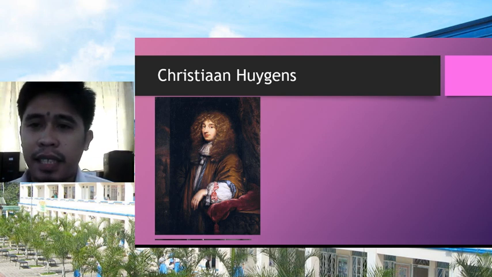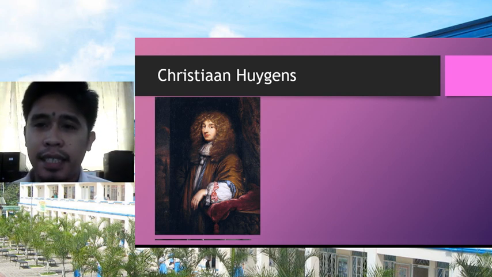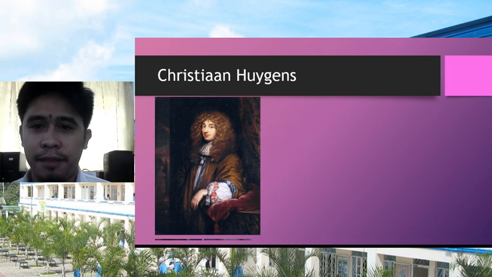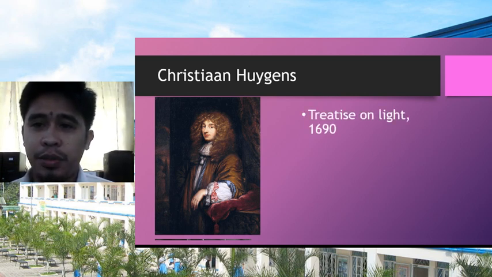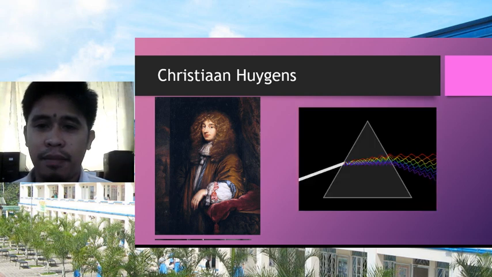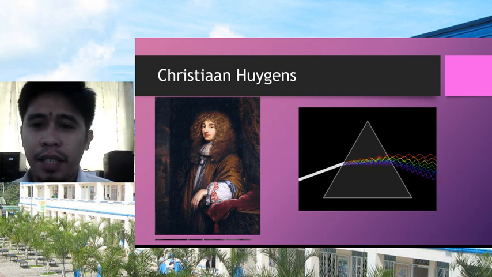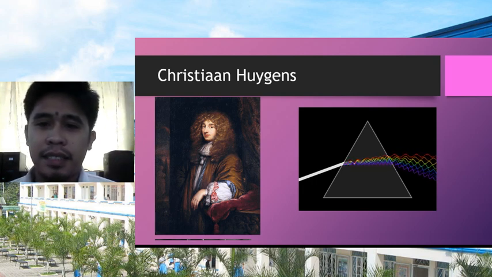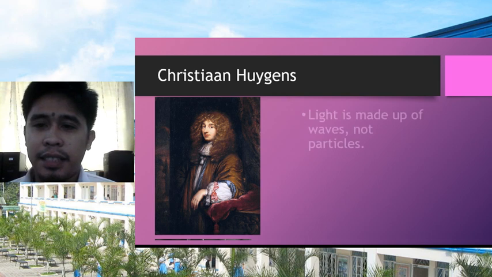Another notable scientist in the 17th century who contributed significantly to our understanding of light is Christian Huygens. He published a work entitled Treatise on Light in 1690. He is remembered as the pioneer in the wave theory of light, stating that light is made up of waves rather than particles.